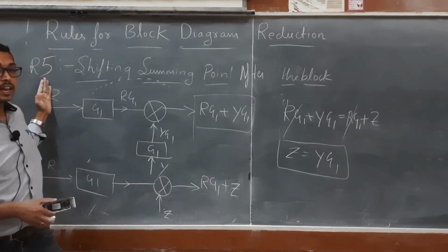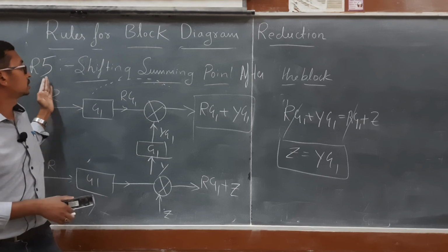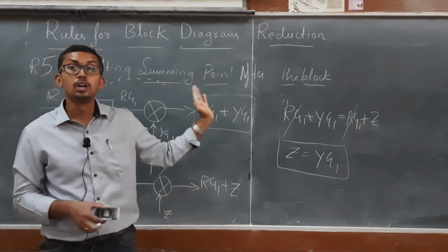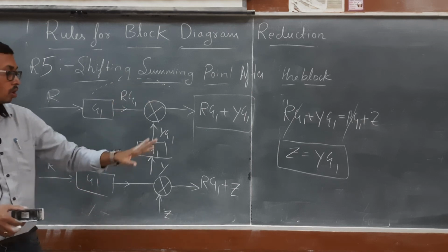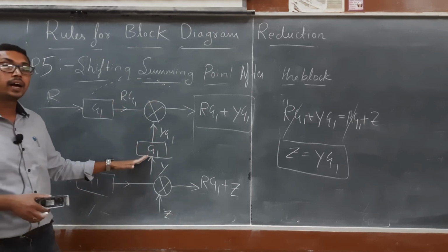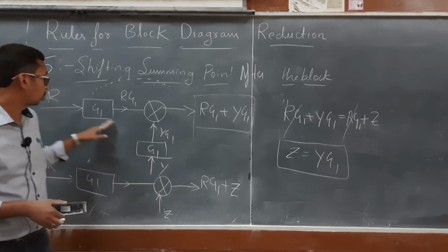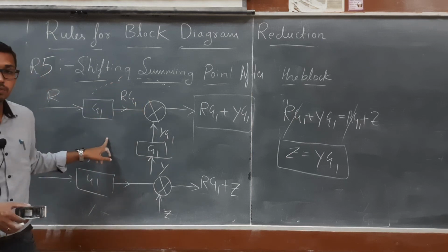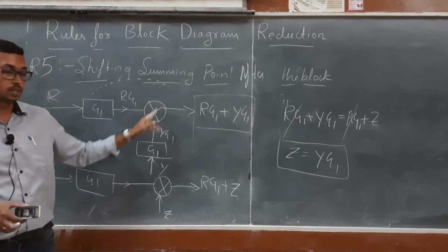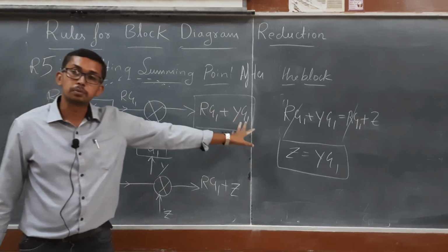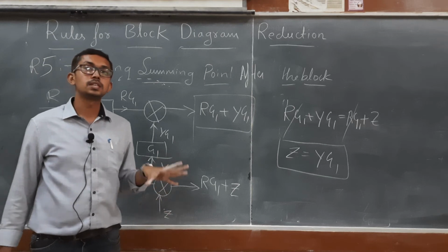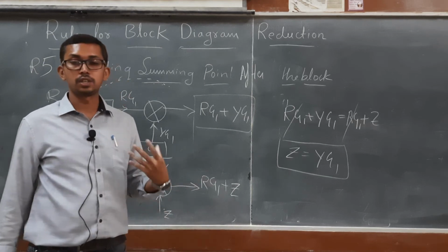What is rule number 5? The last rule that we discuss in today's class is shifting the summing point after the block. When we shift the summing point after the block, we need to add the same block. I am jumping the block G1, so to this summing point signal I am adding the same block. Then the output remains the same. So these are the 5 rules we have discussed today.